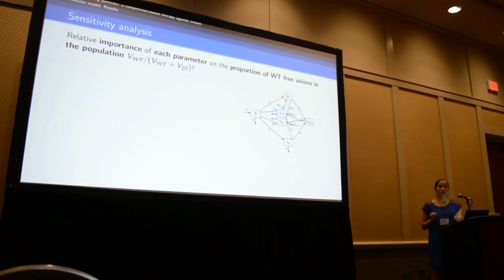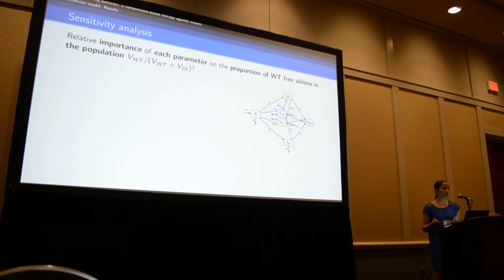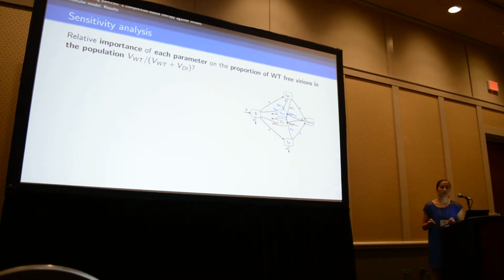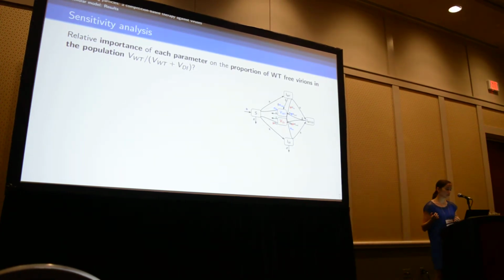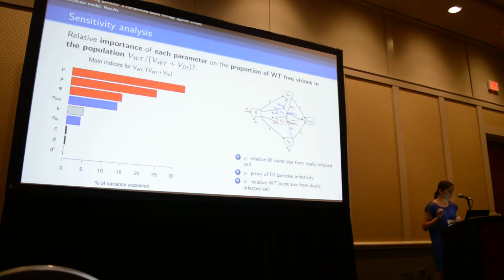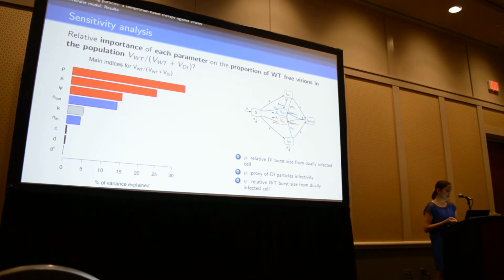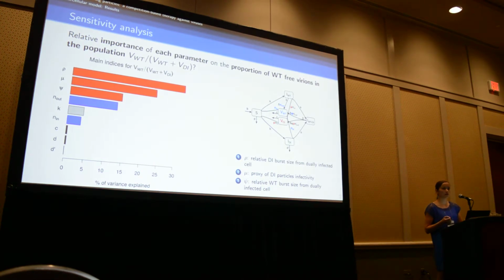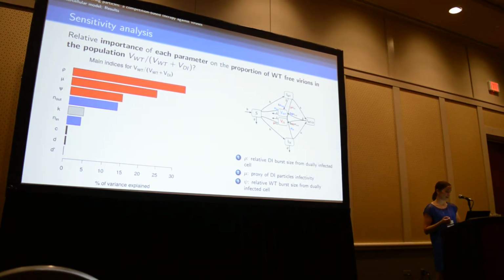So you can see that this model contains a large number of parameters. So the first thing we did was to conduct a sensitivity analysis, which allows us to assess the relative importance of each parameter on a variable of interest, and in our case, we chose the proportion of Y-type free variance in the population after 10 weeks of infection. So this bar plot represents the results of the sensitivity analysis, and it represents the percentage of variance of the variable of interest that is explained by each parameter.